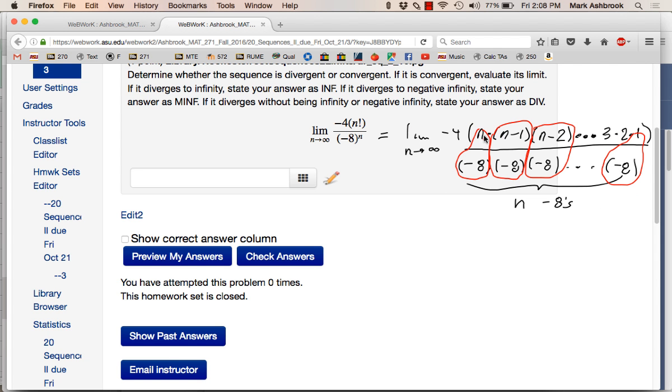But whenever n is even, it looks like this will be positive. Whenever n is odd, this will all be negative, right? But then we're multiplying by -4. So does it get exclusively large negative? Does it get exclusively large positive? Or does it split up? Yeah, I think this is going to split up, because this is going to alternate. So it's not going to just head to -infinity or +infinity, but it's going to split up. So I think state your answer as divergent. It's going to alternate between larger and larger positive and negative numbers as n gets larger. Okay.